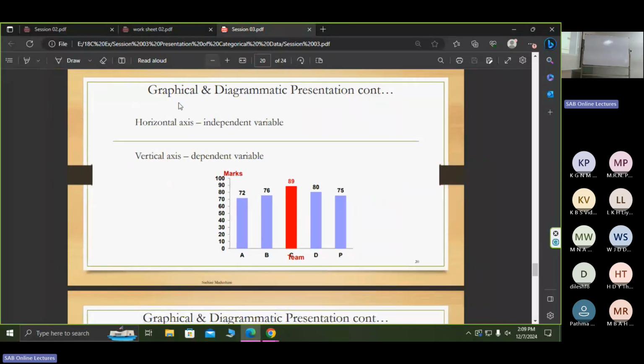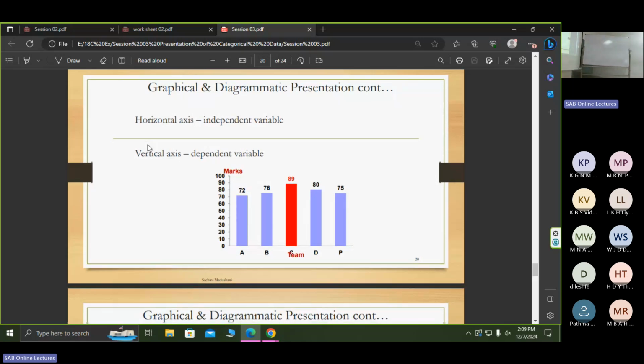The next one is that in a chart or graph there are two axes. The horizontal one we normally call the x-axis, the vertical one the y-axis. We study two types of variables, independent and dependent. The x-axis always shows the independent variable. The y-axis represents the dependent variable. Understood? So when we are drawing a line chart, the x-axis always represents what? The independent variable. The y-axis represents the dependent variable.